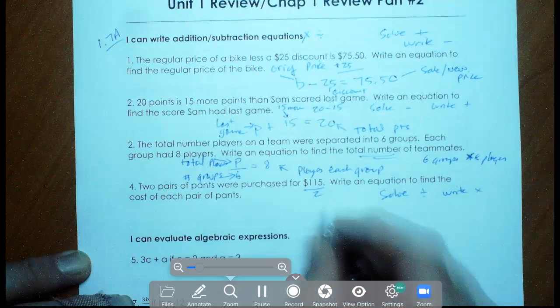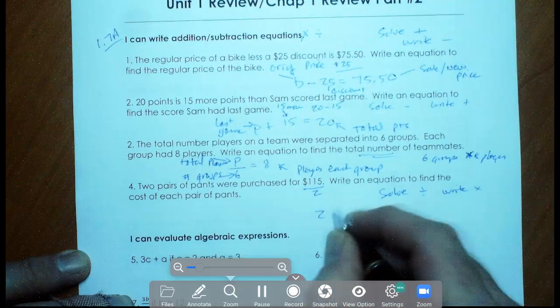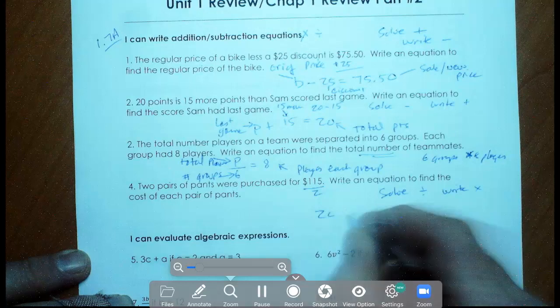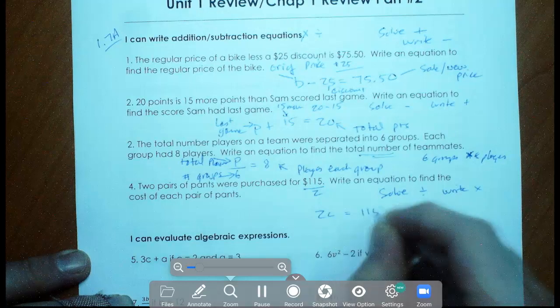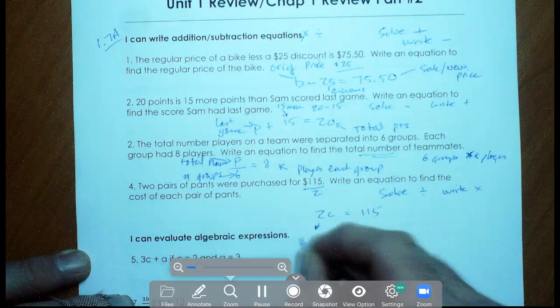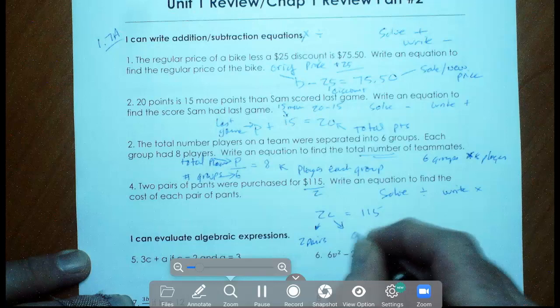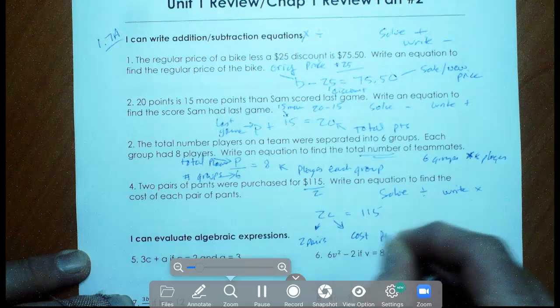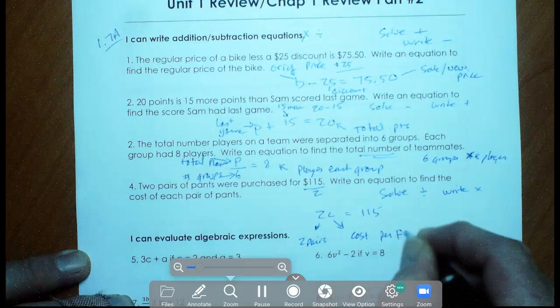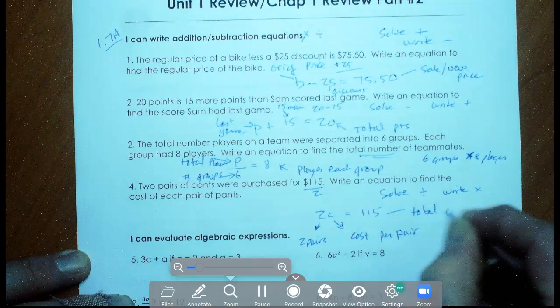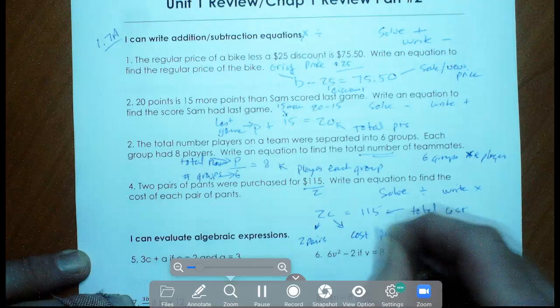So here's the 2 pairs of pants times the cost. We don't know what it is, we'll just use C, and it equals 115. So 2 pairs. This is the cost per pair. And here's the total cost. So it works out really well.